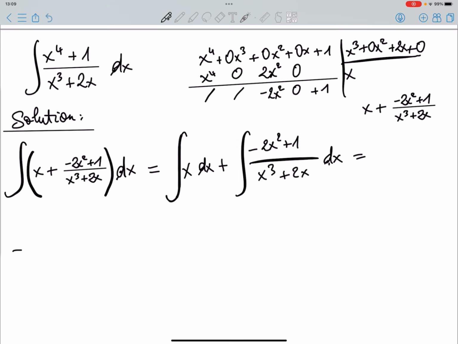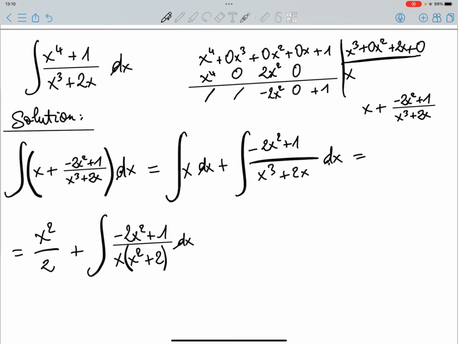And this is equal to, the integration of x is going to be x squared over 2, and then plus this integral, where we can factorize this denominator. On the numerator we're going to have the same, and on the denominator, if we take x out, we have x squared plus 2, with respect to x.